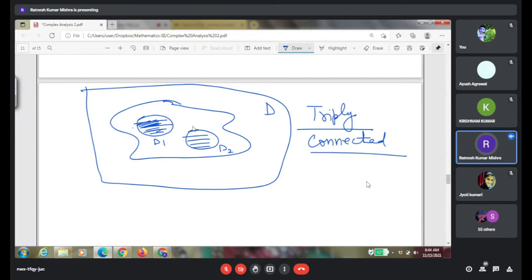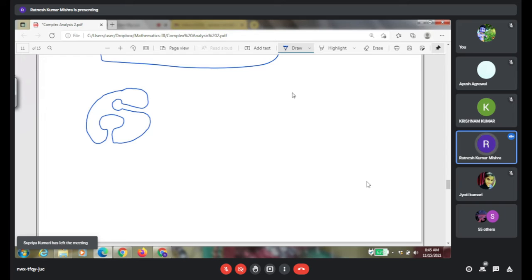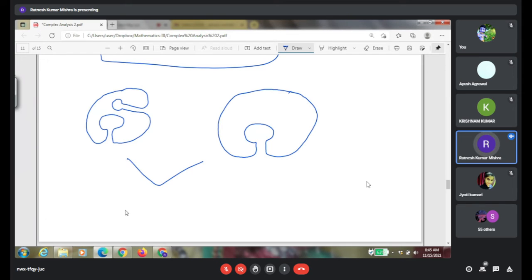But see, there is one interesting example. Is this simply or multiply connected? See both examples. If you start here and go to this one, suppose you start from here and go inside. So both examples are simply connected.